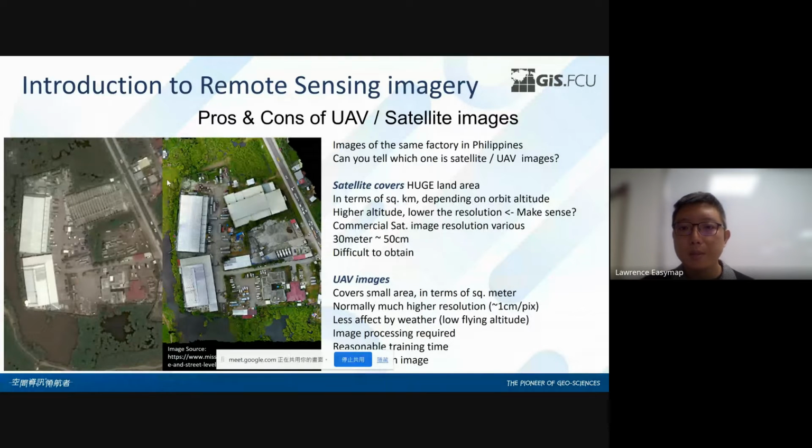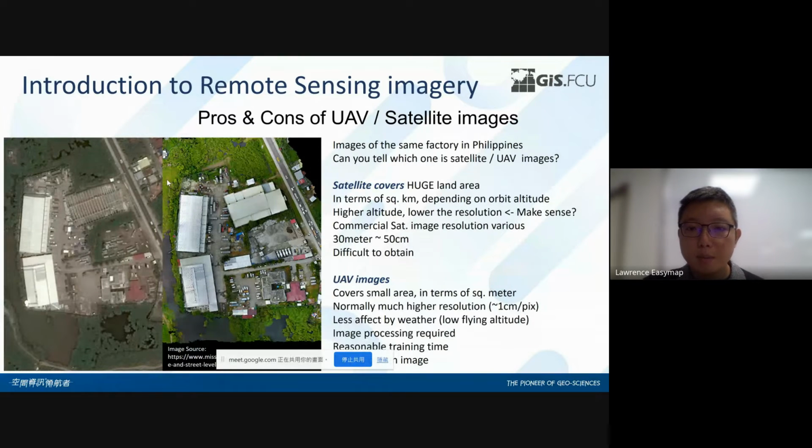For some commercial satellites, the resolution ranges from about 30 meters to 50 centimeters. For 50 centimeters, we regard it as quite a good quality image. And of course, the better the quality, the more expensive. And I believe not everyone in the public can buy satellite images. Maybe they can, but it is not that easy to obtain.